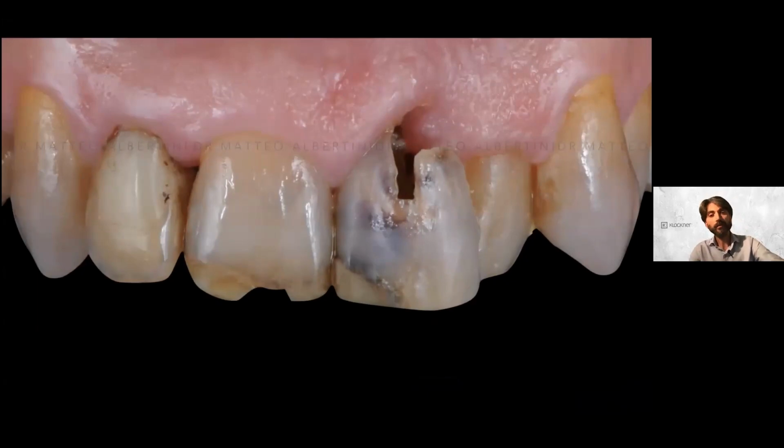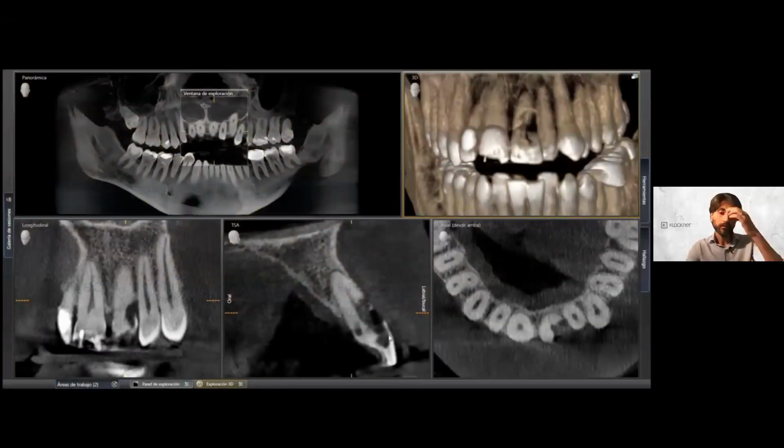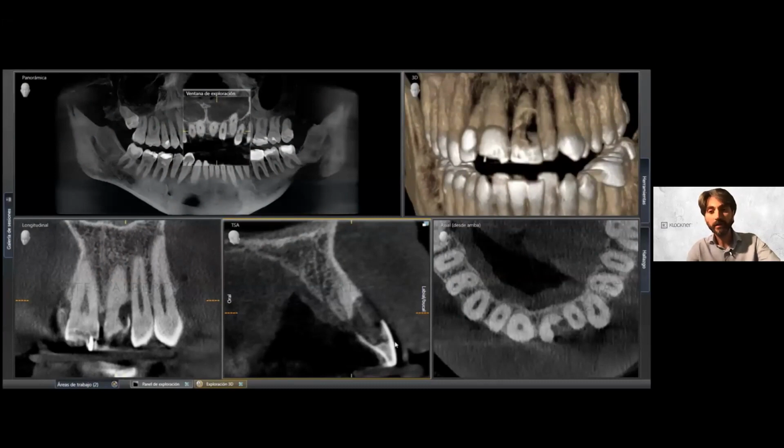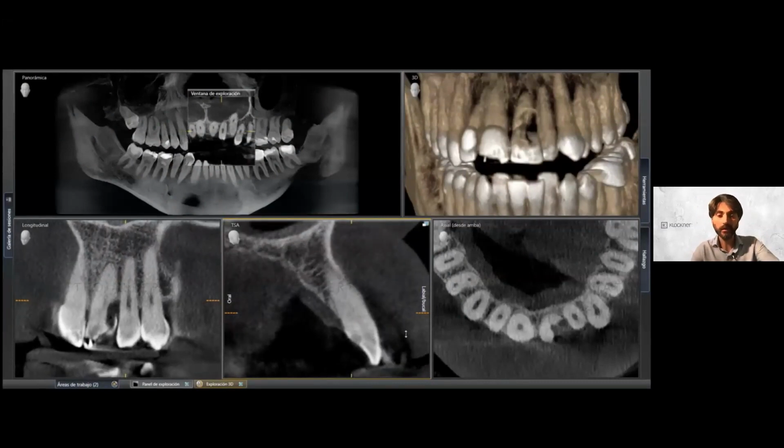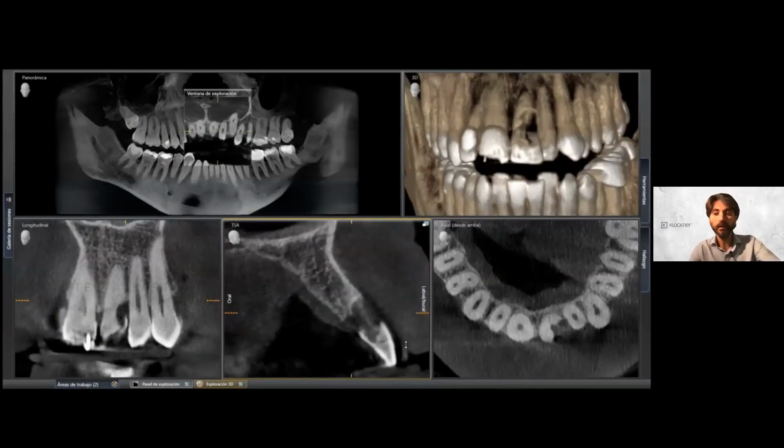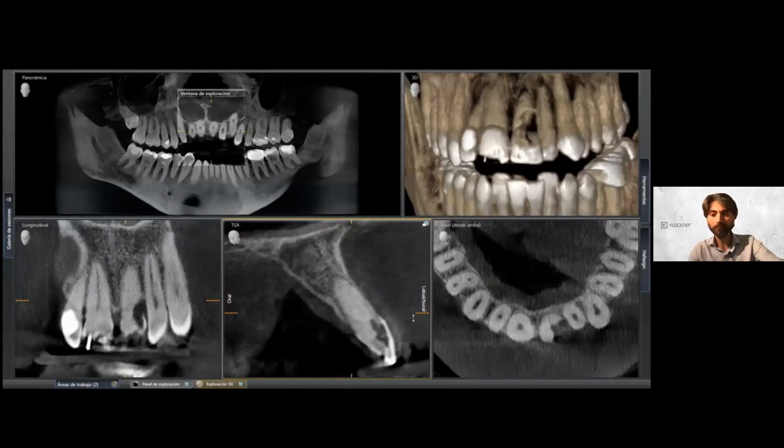So here we have a different case. This is Elian type 3, in which we have gingival recession. The tooth 2.1 had an invasive cervical lesion. So the tooth was not maintainable, as you can see in the CBCT, and we have a partial loss of the buccal bone.